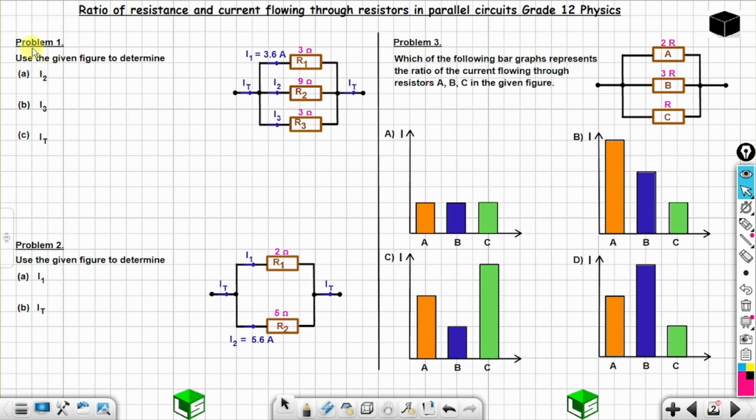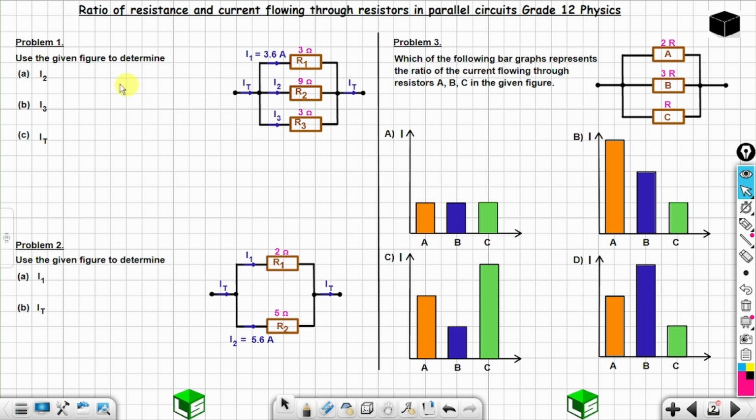The first problem: use the given figure to determine I2, I3, and the total current. You are given this figure. I1 is given on the figure. I1 is the current flowing through R1, I2 is the current flowing through R2, I3 is the current flowing through R3, and IT is the total current.